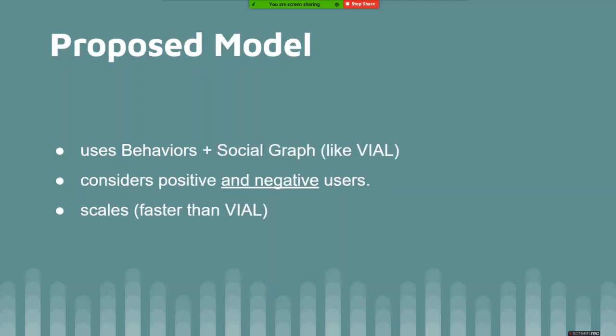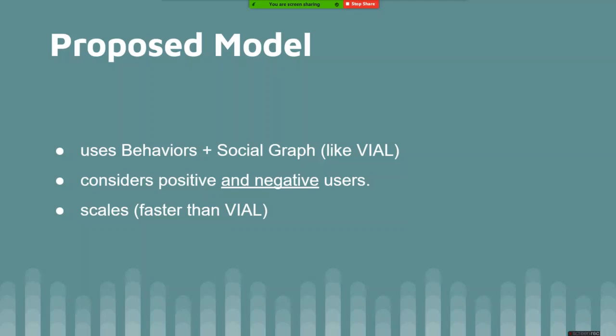Our model uses the same idea as Vial. It uses both the behaviors and the social graph, but what's new in our model is that it considers both positive and negative users, with the definition of the negative user that I stated before: he has a similar public attribute, but without the same value that we are trying to predict.